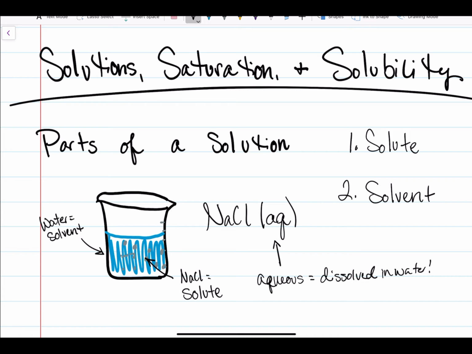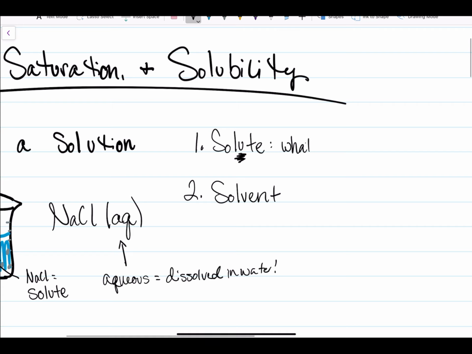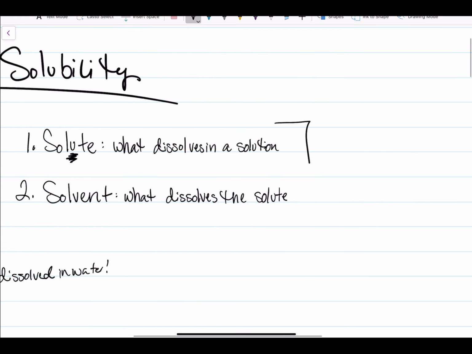So here's how I recommend remembering them. Solute is what you add to the solution, and the solvent is what is going to dissolve then. So the solute is technically what dissolves in a solution, and then a solvent is what does the dissolving. So what is going to be dissolving the solute? You add the solute to the solvent. So these 2 things together, the solute and the solvent, when we put them together, that equals a solution.